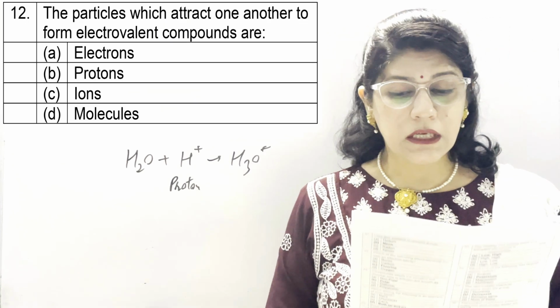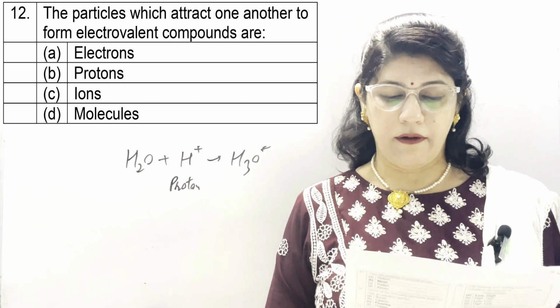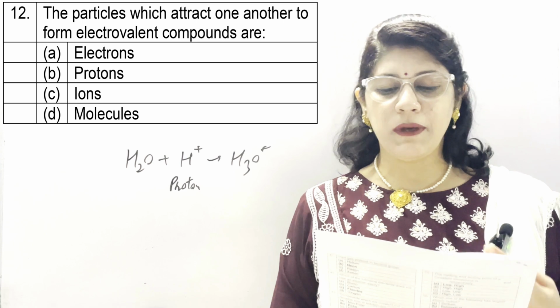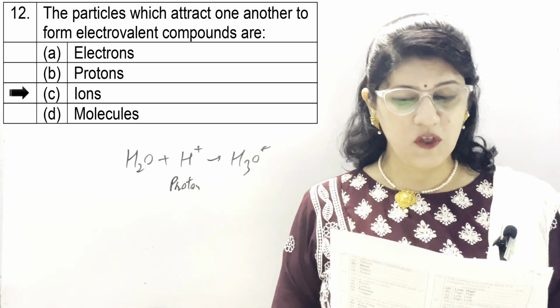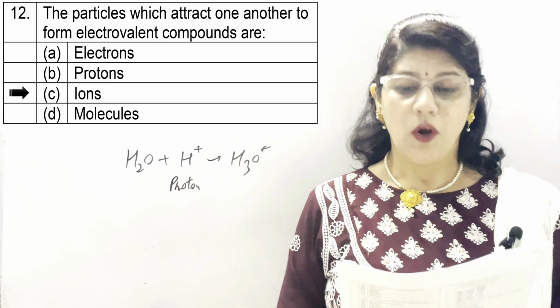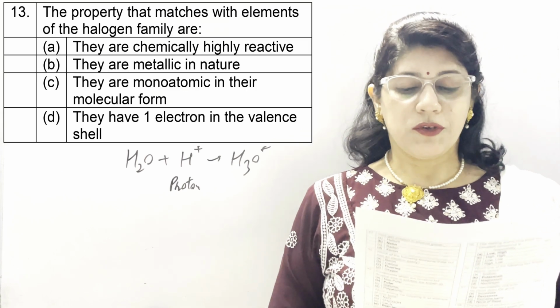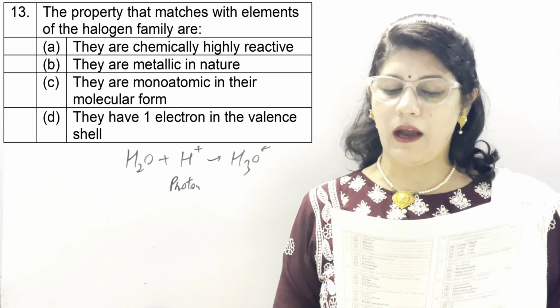12. The particles which attract one another to form electrovalent compounds are. First option is electron, B is proton, C is ions and D is molecule. Correct option is ions because we know that they are charged particles, so they can easily form ionic bond or electrovalent bond.